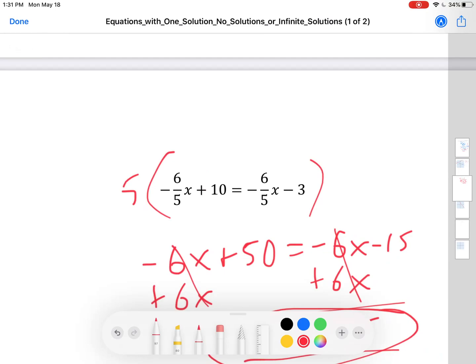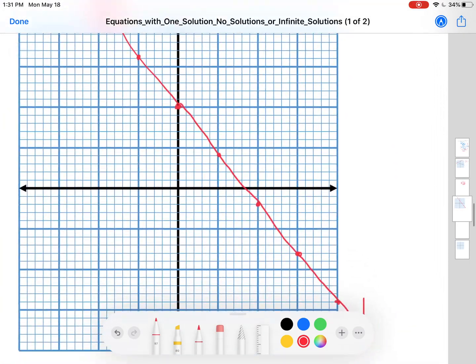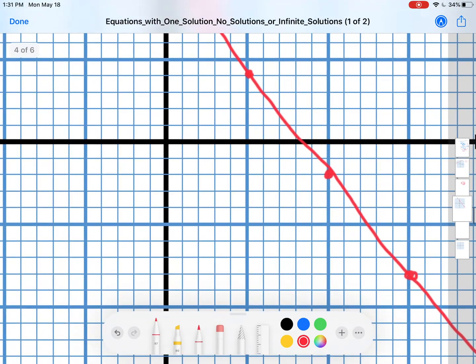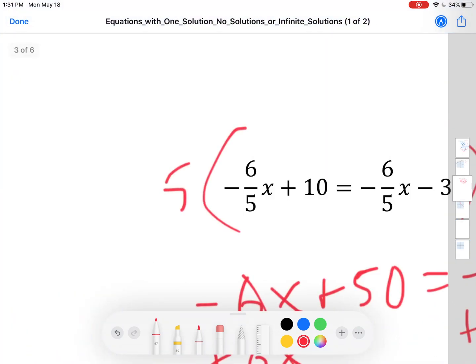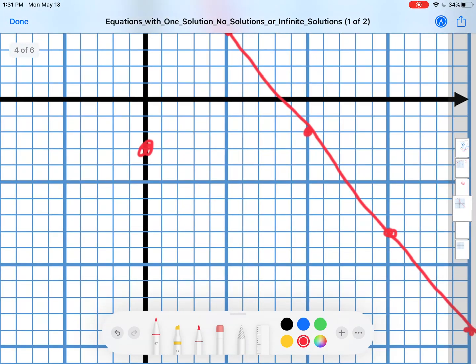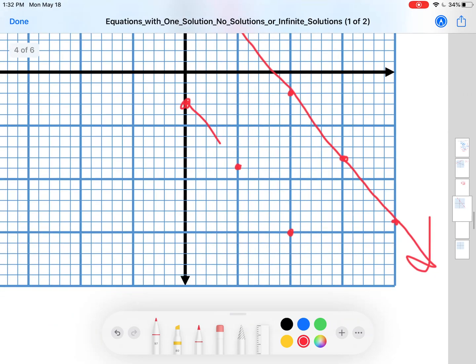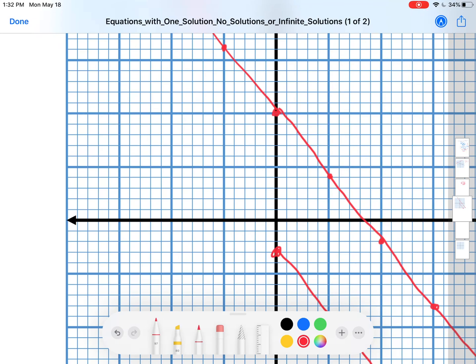Negative 6/5 x plus or minus 3. So back to the graph. Start off at negative 3. Negative 6/5. Oops, come back here. There we go. Negative 6/5, and off the graph, so draw the line. And we go in the other direction.